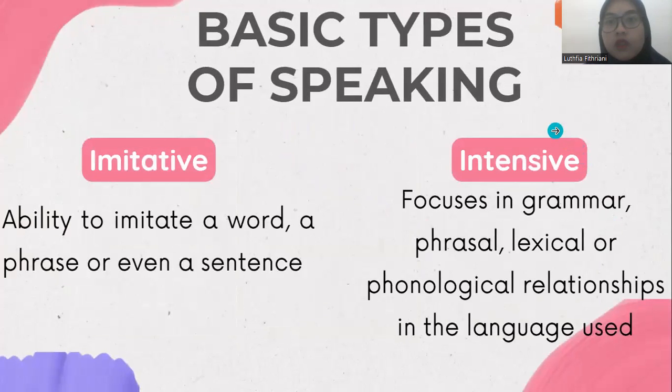Now we will move to the basic types of speaking. There are some types of basic speaking. The first is imitative. Imitative speaking means the ability to imitate a word or a phrase or even a sentence.